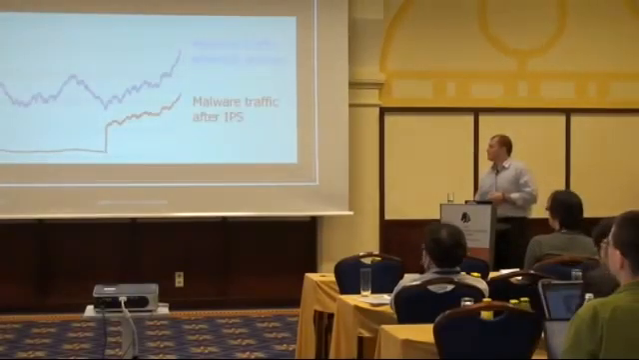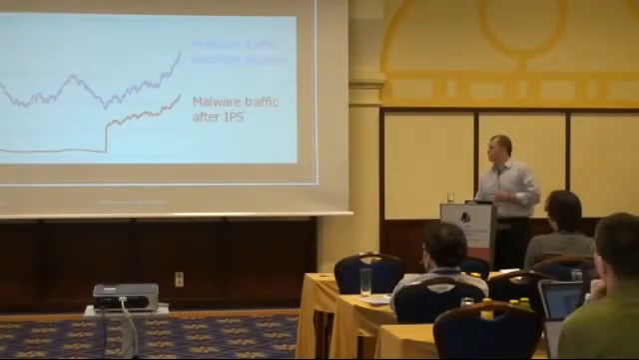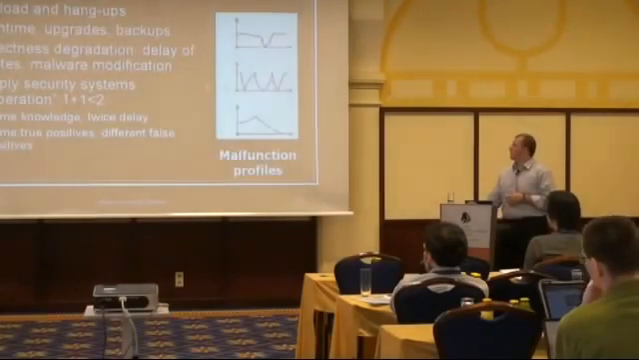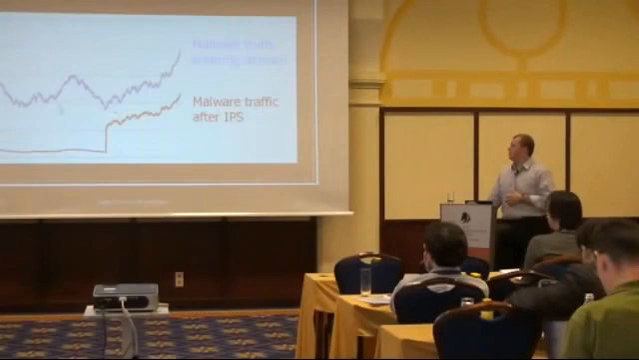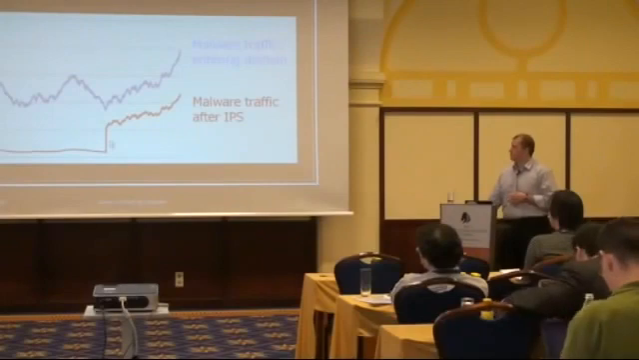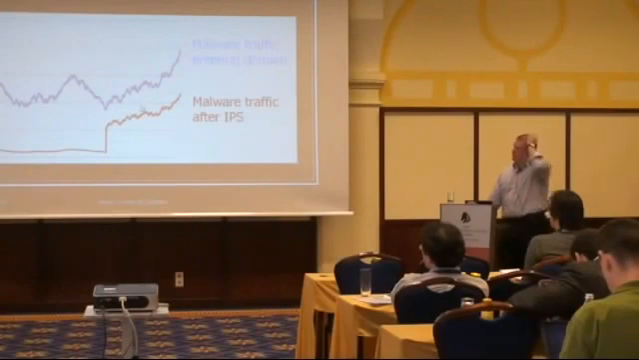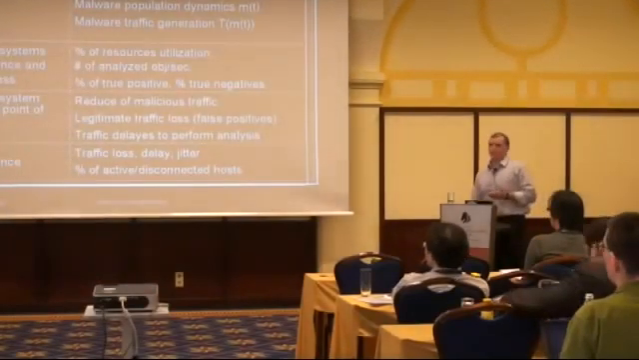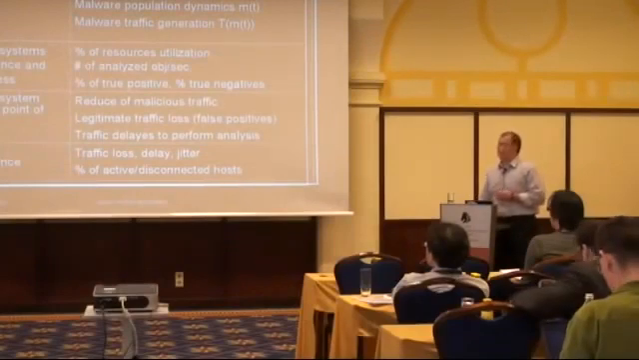Here's a simulation example of traffic from a security system failure. Here we have malware traffic entering the domain, and after the intrusion prevention system fails, legitimate traffic goes down and malware traffic jumps up. It's the kind of behavior that our model can reproduce, and that's how it can be introduced into the whole model of the global network.